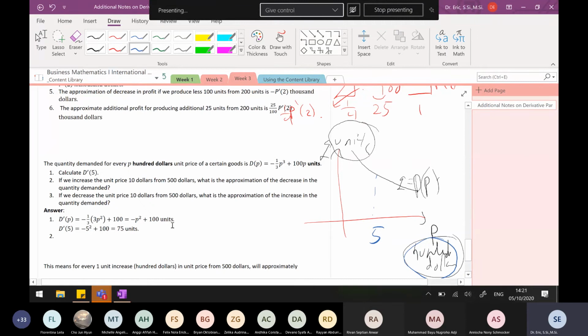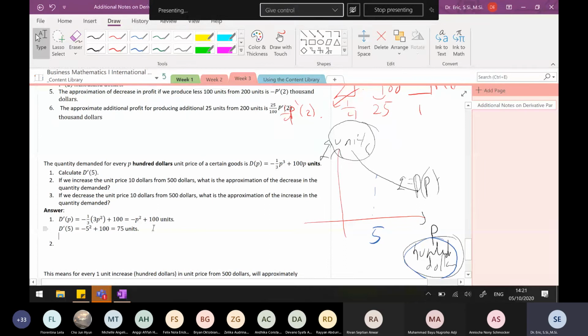Okay. First of all, what does D prime 5 mean? What is D prime 5? D prime 5 is the slope of this. What is the slope of this? It means for every one additional unit, it will decrease the demand by D prime 5.